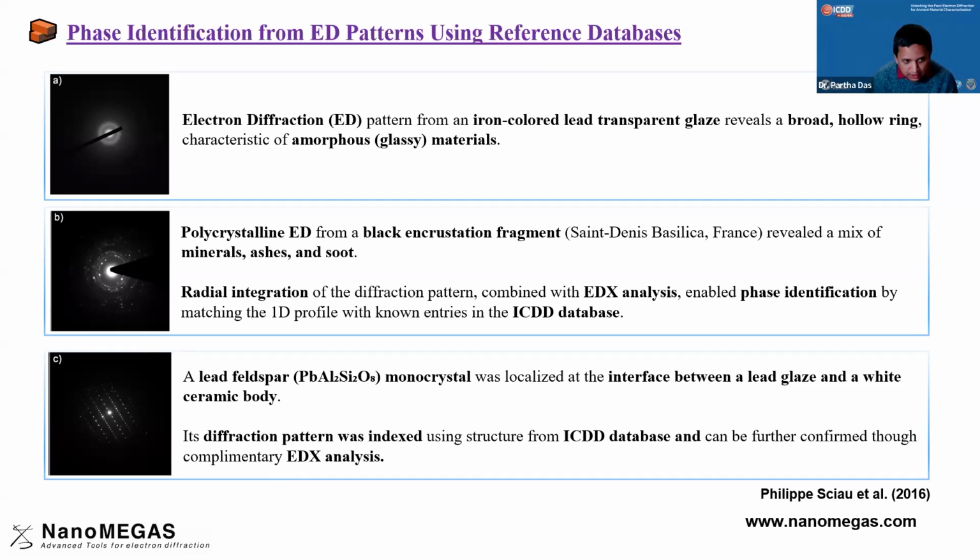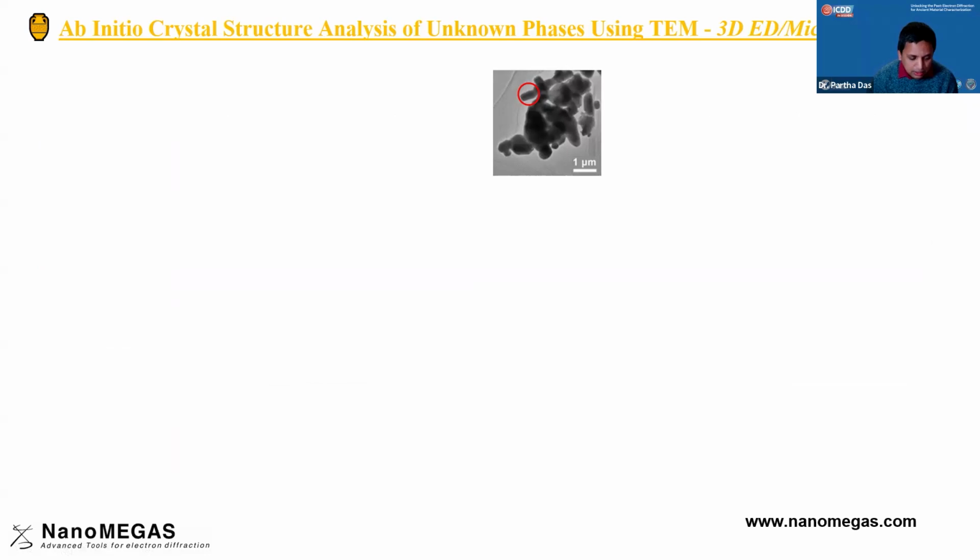And if you are lucky, then you get a single crystal pattern, for a sample like you have seen here in the third one. Then you can just go straight directly to the ICDD database, index it, and combine with your EDX to pinpoint the phase of interest. All this is nice, but what happens when the phase is absolutely unknown?